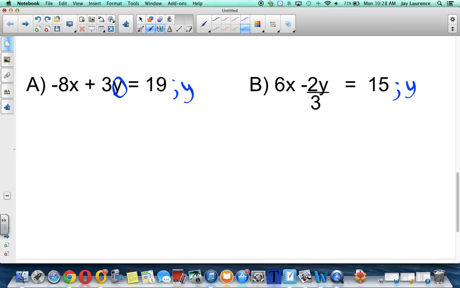I like to circle my variable sometimes. What's my goal? To get the y alone in this case. What numbers are attached to y? I got a 3 attached by multiplication, and an 8x attached by subtraction. Which am I going to undo first? Well, SADMEP is going to tell me get rid of the -8x. So I'm going to add 8x to both sides.